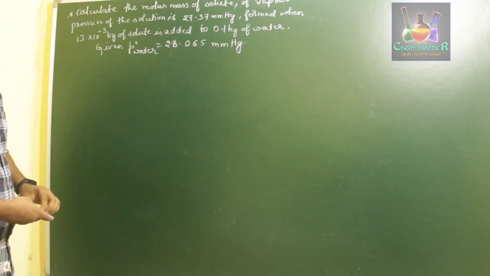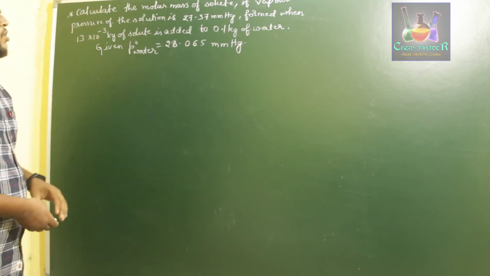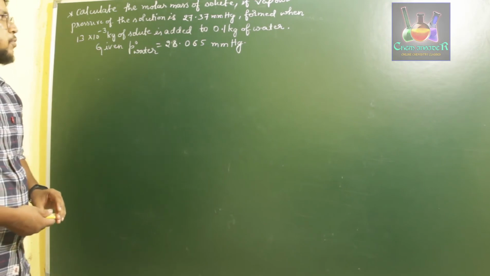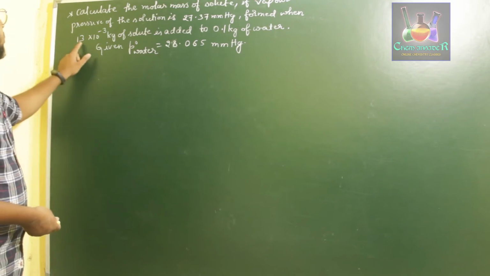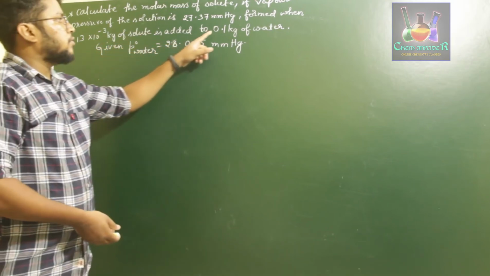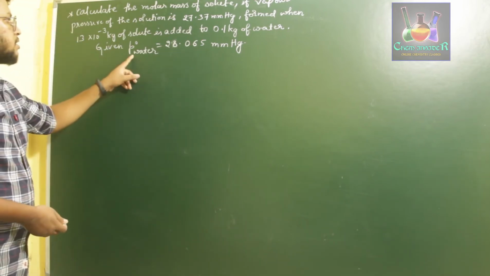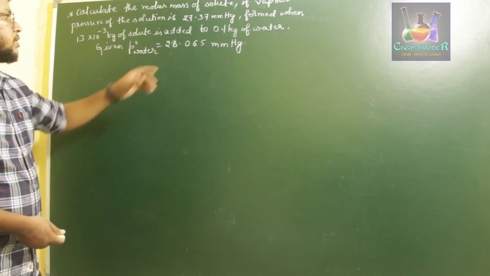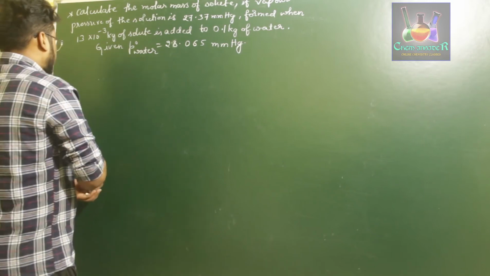So now they have given us the question which says: calculate the molar mass of solute if the vapor pressure of the solution is 27.37 mmHg, formed when 13 into 10 power minus 3 kilograms of solute is added to 0.1 kilograms of water. And further, they have given us the vapor pressure of pure solvent, that is water, which is 28.065. Okay, so let us write down the given data.